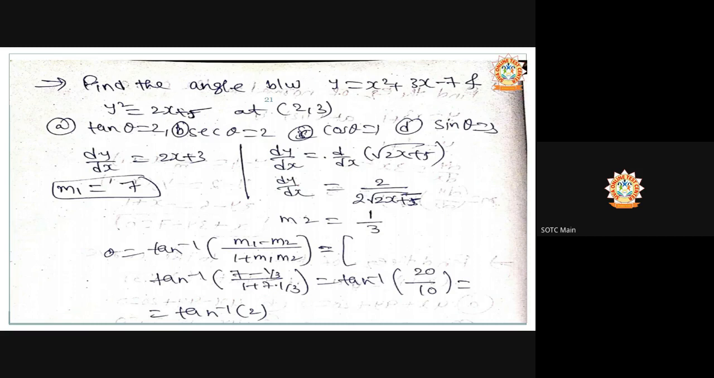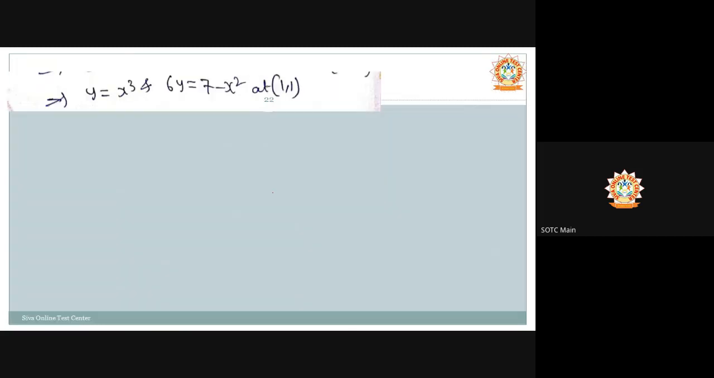You can see the solution here. Now try to see the next question. Find the angle between the two curves y is equal to x cube and 6y is equal to 7 minus x square at (1, 1). Try to calculate and tell me the answer. Tell me what m1 and m2 are coming. 3 and minus 1 by 3, sir.